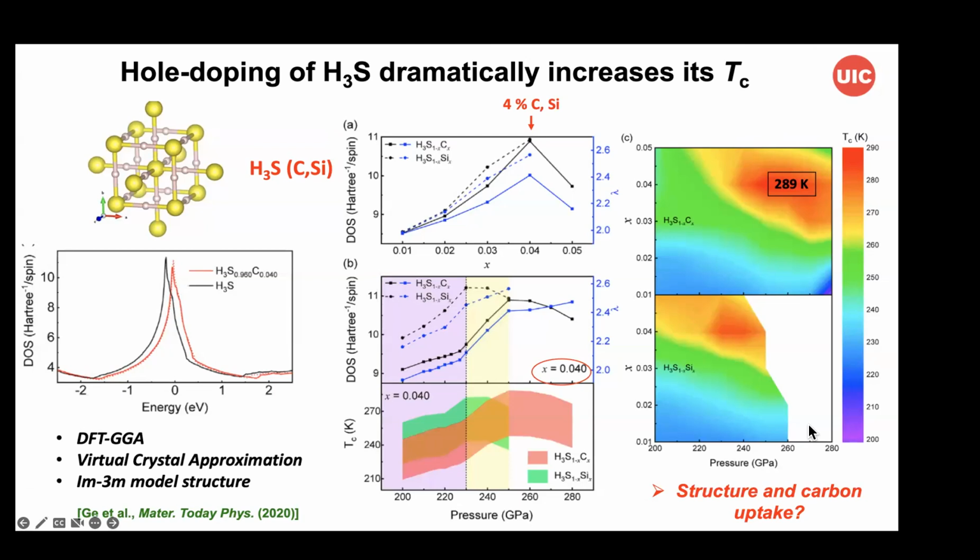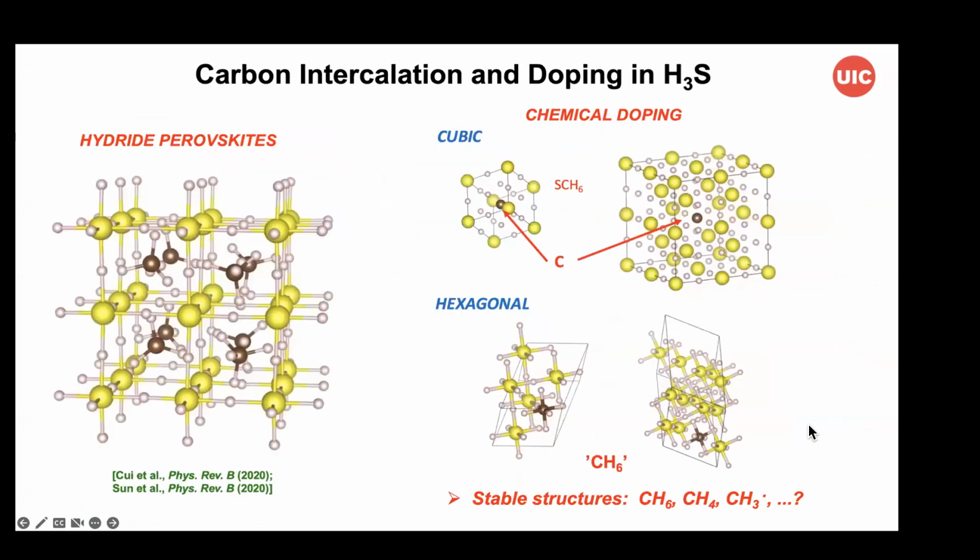But what can we say about the carbon uptake and the actual local bonding configuration of the system? Because in this virtual crystal approximation, we basically smear out all of that information in this alloy type model. In looking at this, we built on some earlier work that was done with collaborators at Jilin, as well as Eva Zurek's group at Buffalo. We found a new class of high TC materials, the so-called hydride perovskites, where stoichiometric substitution of methane, in this case, in the H3S lattice gives you very high TC.